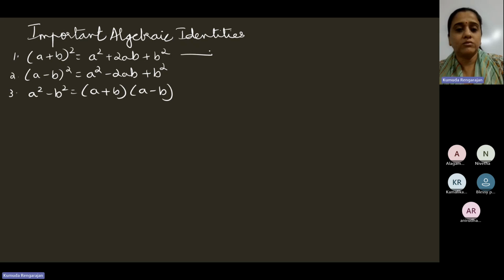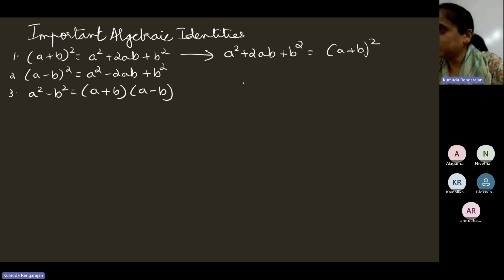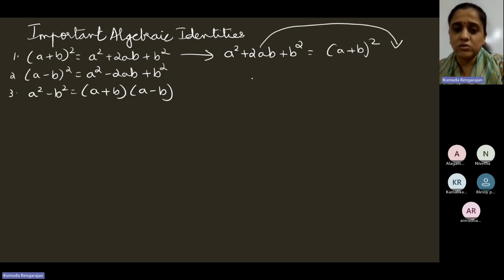Now from this one, just write it like a square plus 2ab plus b square is equal to a plus b the whole square, right? Now take this term to the other side. So what do you get? A square plus b square is equal to a plus b the whole square minus 2ab.